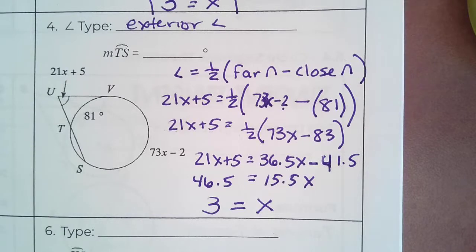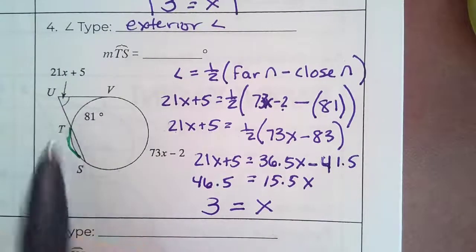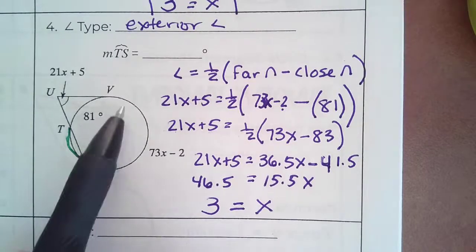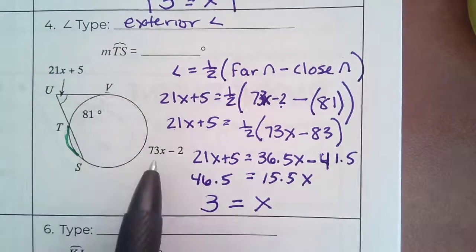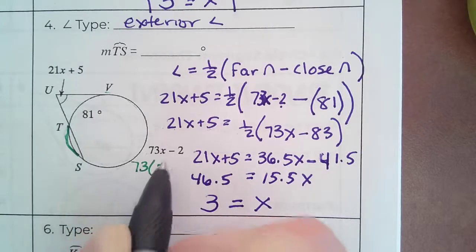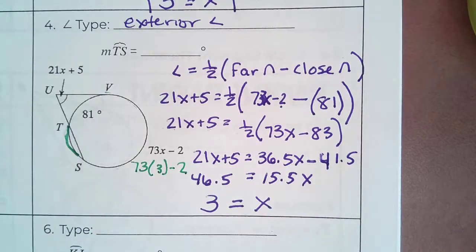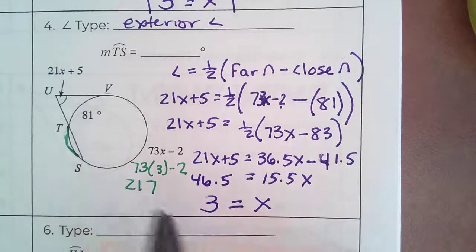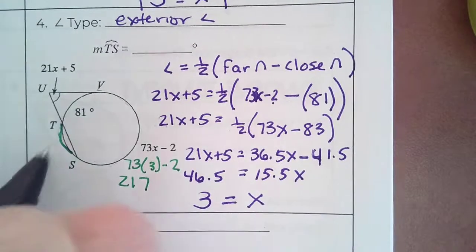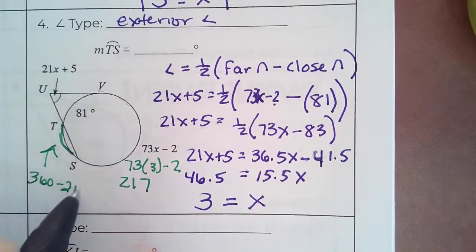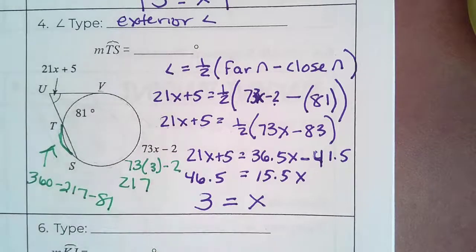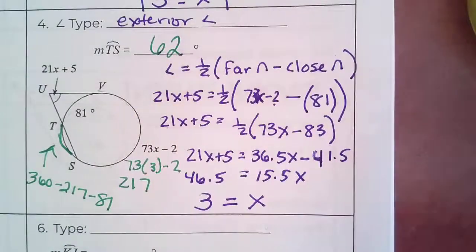So then I asked you to find arc TS. So we have a couple more steps here. So TS is here. In order to find TS, I need to find major arc from V to S. So I'll plug that in. So 73 times 3 minus 2, and I'm getting 217. Now for TS, I would take 360 minus 217 minus 81. And I got TS is 62 degrees.